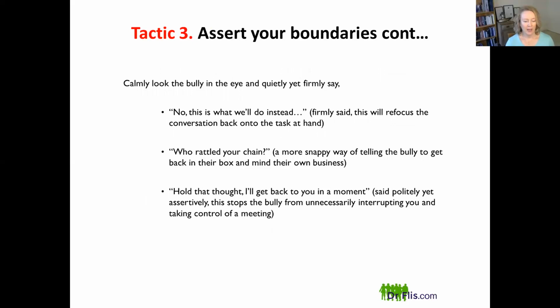Look the bully in the eye and quietly and firmly say, "No, this is what we'll do instead." A more snappy way of telling the bully to get back into their box and mind their own business is, "Who rattled your chain?" That can be said with a bit of a smirk. You can say this next one politely yet assertively, because this is about stopping the bully from interrupting you and trying to control, for instance, a meeting. "Hold that thought, I'll get back to you in a moment." That's a really good one.